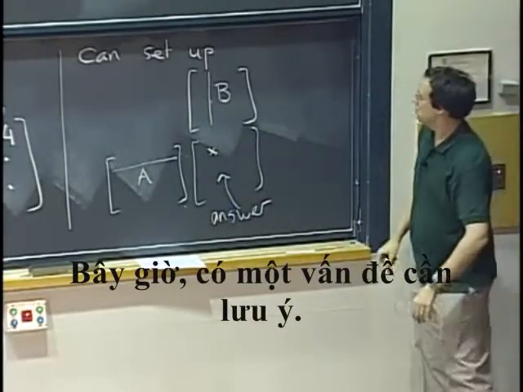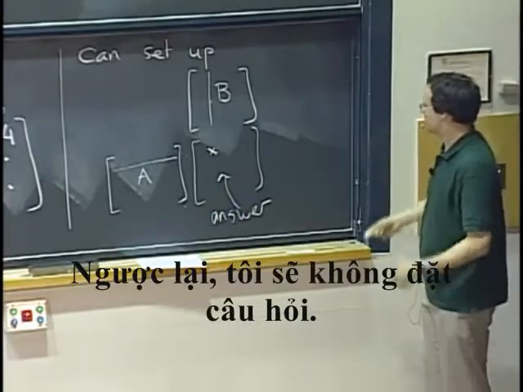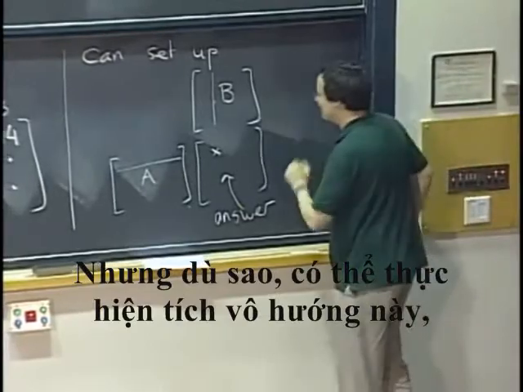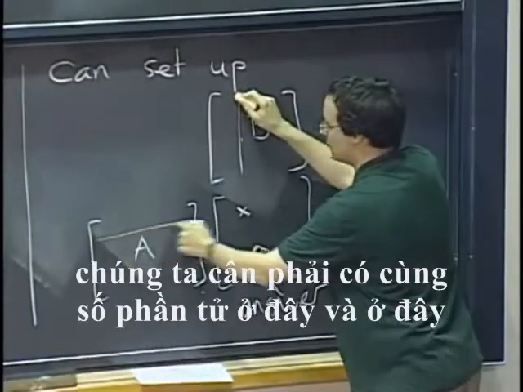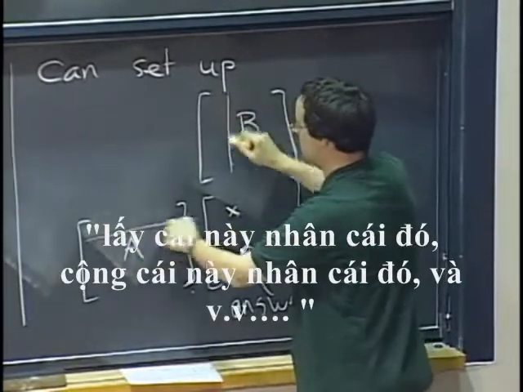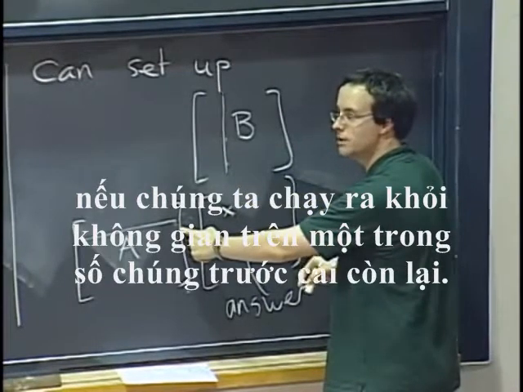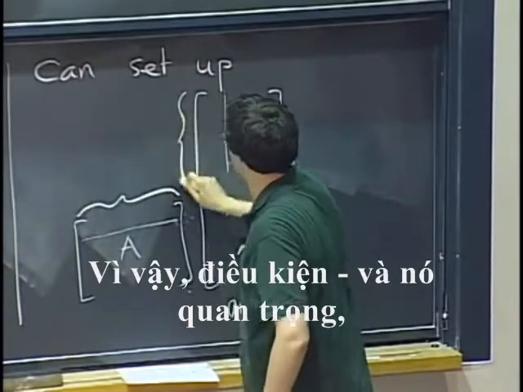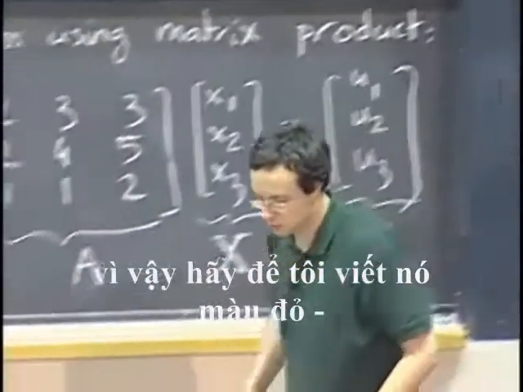Now, there's a catch. Can we multiply anything by anything? Well, no. I wouldn't ask the question otherwise. To be able to do this dot product, we need to have the same number of entries here and here. Otherwise, we can't say take this times that plus this times that and so on if we run out of space on one of them before the other. So the condition is kind of important, so let me write it in red.